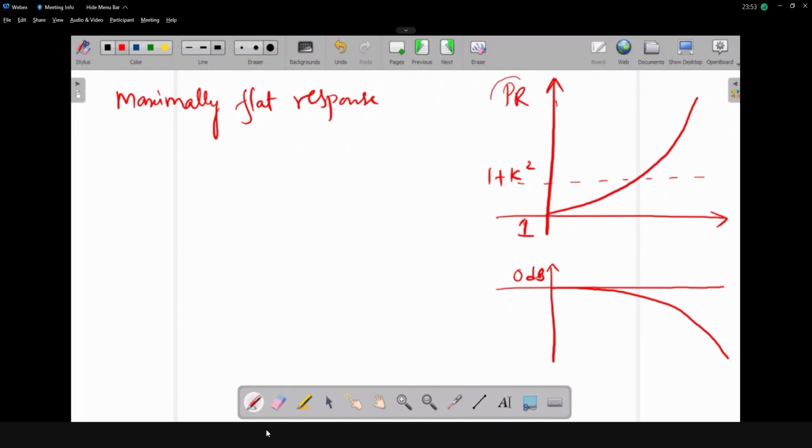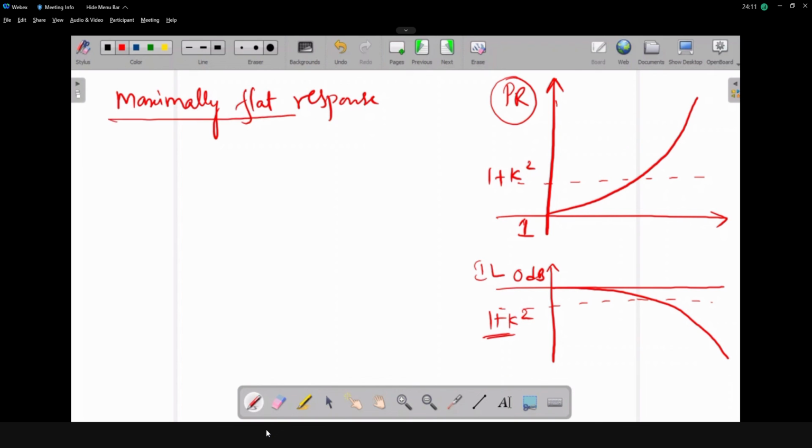So we can plot based on the values of the x, y axis. This is also nothing but the insertion loss or power loss, or we can see the gain. And we can take this 1 plus k square, which is generally taken as 3 dB, right? So that is the filter response.